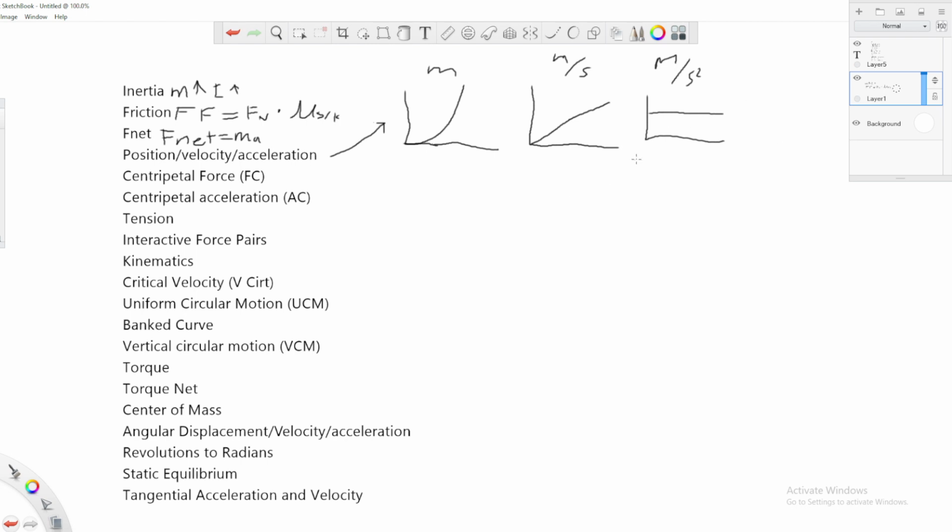But let's say your velocity is constant like this. You're going to have no acceleration because there's no slope. Just remember that.